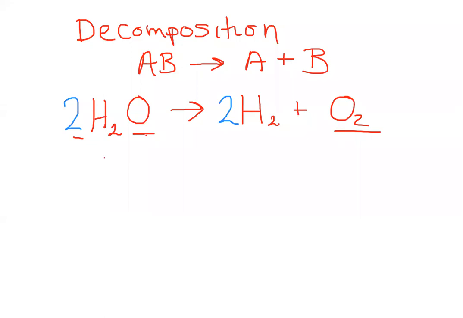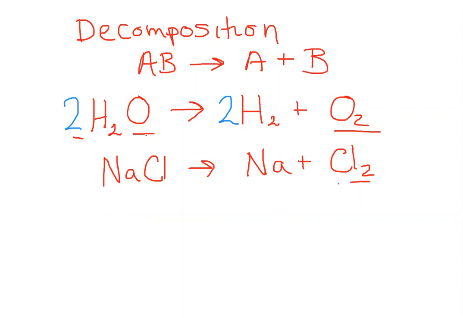The next one is NaCl. That breaks up into Na and Cl2. Again, Cl is one of those diatomic elements that only occur with 2. It's one of those 7. So again, we've got 2 Cl's over here. We're going to have to put a 2 over here, which means we're going to have to put a 2 there.